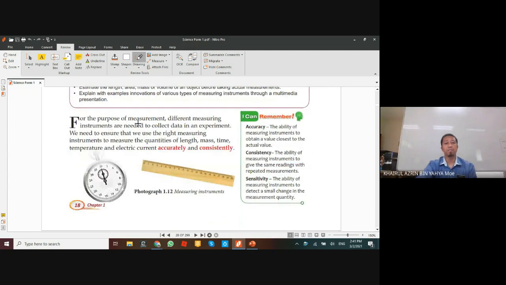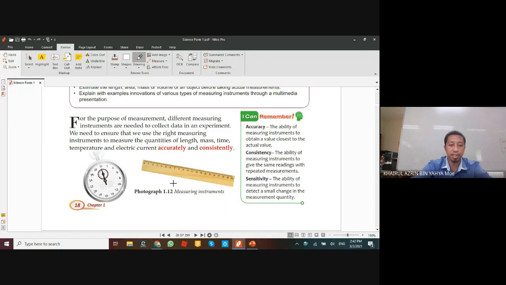For the purpose of measurement, untuk mengukur, different measuring instruments are needed to collect data in an experiment. We need to ensure that we use the right measuring instruments to measure the quantities of length, mass, time, temperature, and electric current accurately and consistently. Accurate tu maksudnya tepat. Consistent tu sama setiap kali kita ukur. Okay, no error lah.